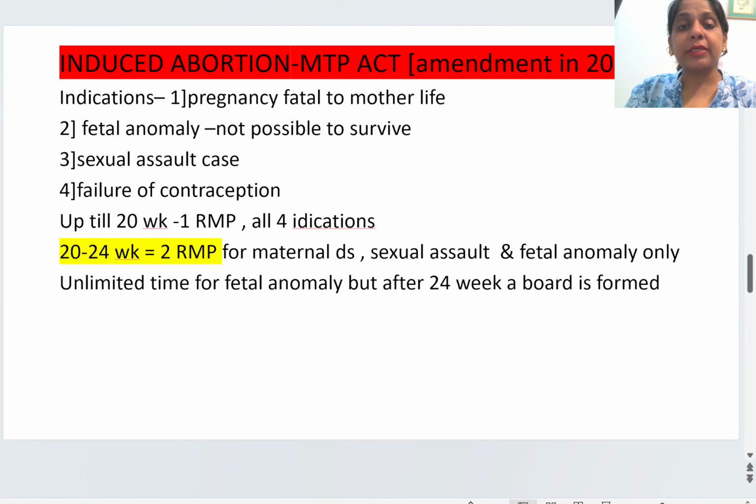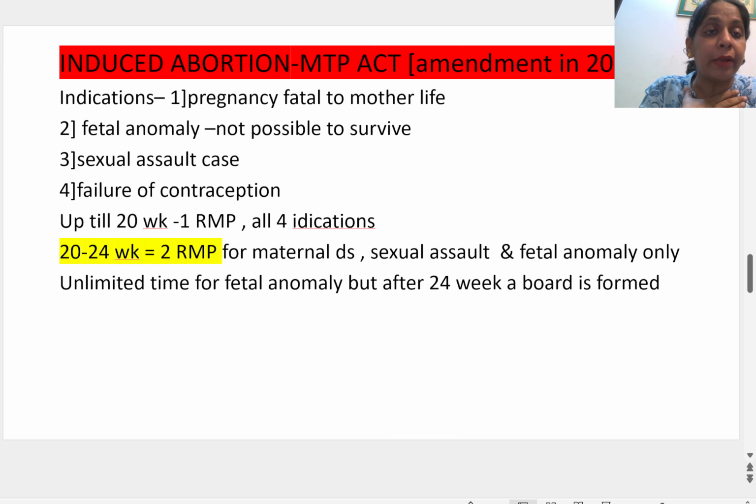So now next is induced abortion. As you all know, we are getting a very large number of questions on this lately. The MTP Act has been amended in 2021. So first of all, you should know that there are 4 indications for abortion.